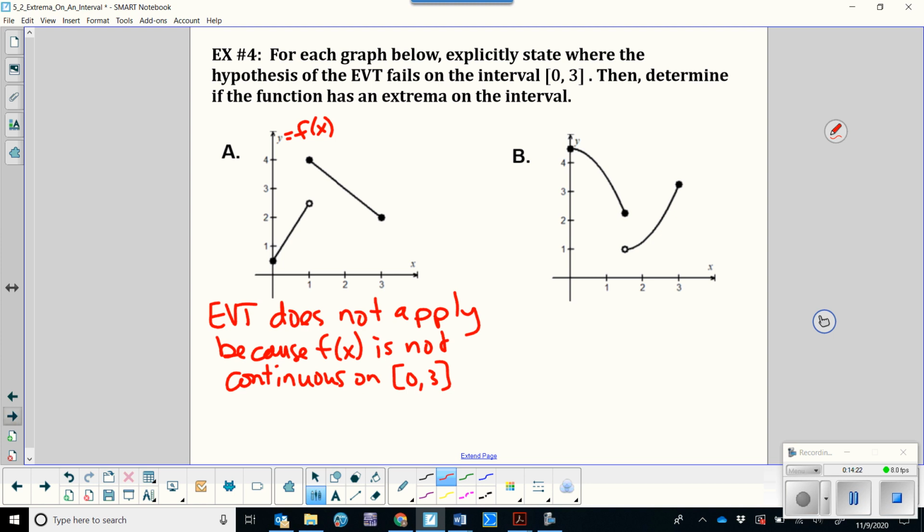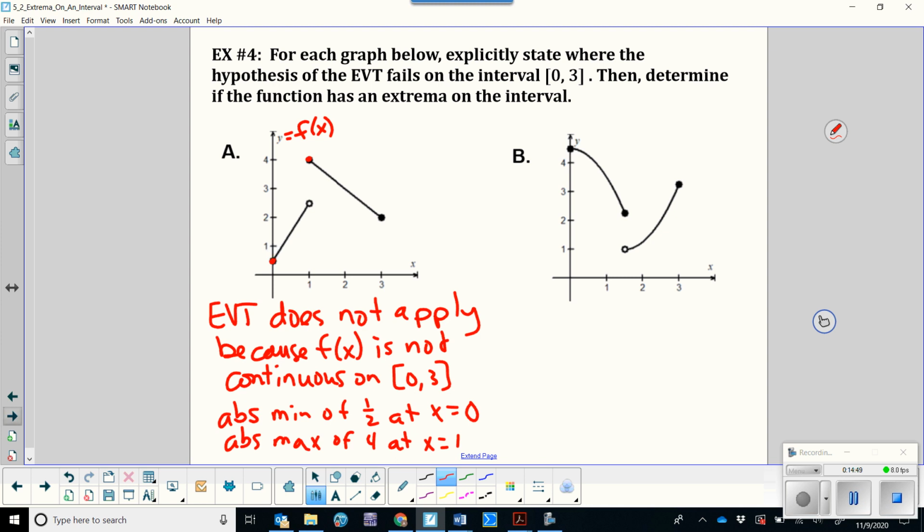Now, can we find extrema? We can find both here, but that doesn't mean that we were guaranteed them. So the minimum is going to be, we'll call that 1/2, and the maximum is going to be 4. So we have an absolute min of 1/2 at x equals 0, and we have an absolute max of 4 at x equals 1, okay?